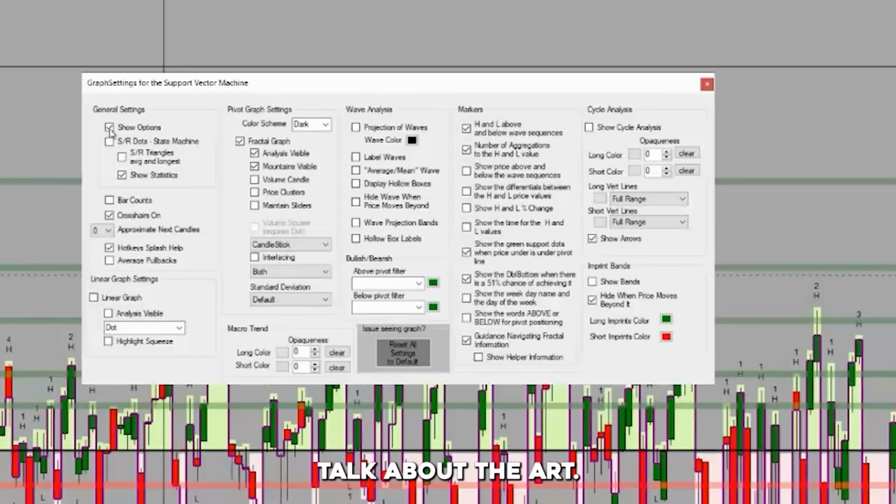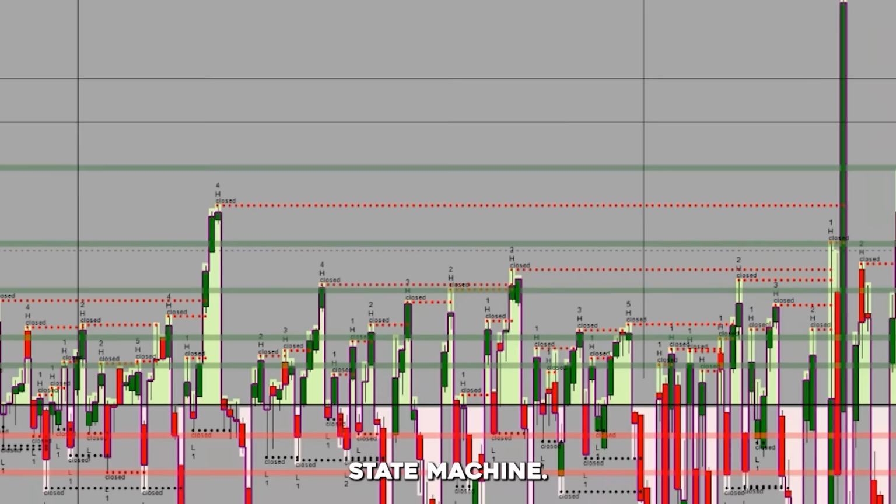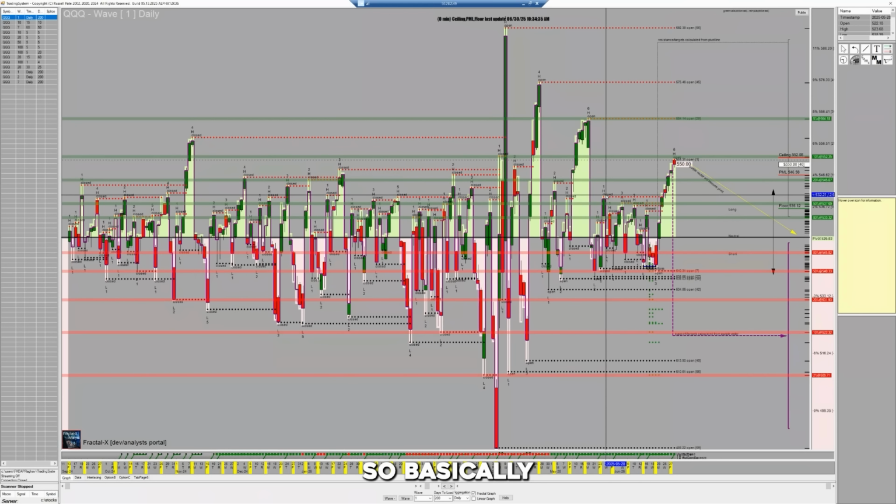So I'm going to talk about the S/R, the S/R state machine. Remember what I mentioned about the targets: if you want to look for targets, you've got your probable bands and your S/R state machine. What do I mean by S/R state machine? Support/resistance state machine. Basically it gives you targets. You see it's written closed, closed, closed, closed. So these are targets for you above the pivot.